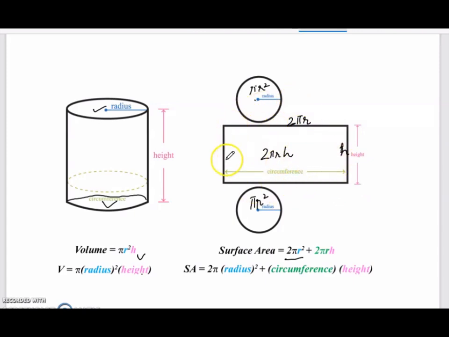So if you're finding only the lateral surface area of a cylinder or the curved surface area of a cylinder, then it will be 2 pi r h. But if you're finding the total surface area of a cylinder, then it will be 2 pi r h plus 2 pi r square. So this is the total. And only the curved surface area, that will be 2 pi r h.